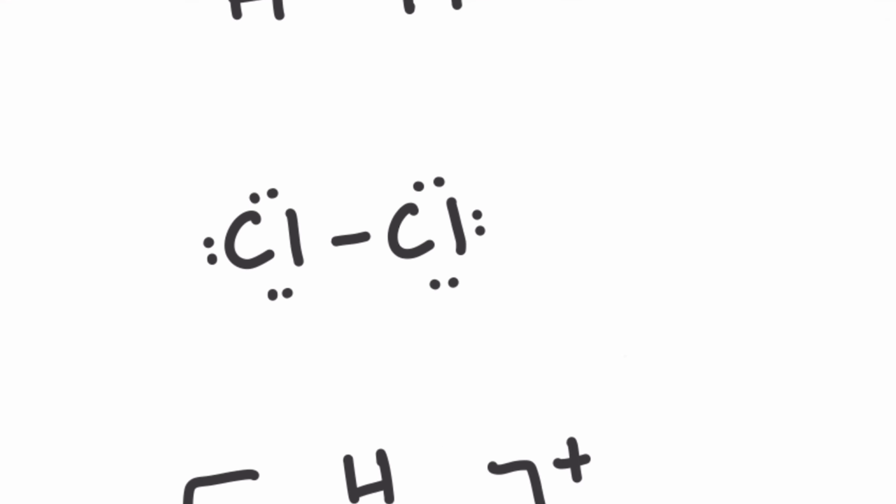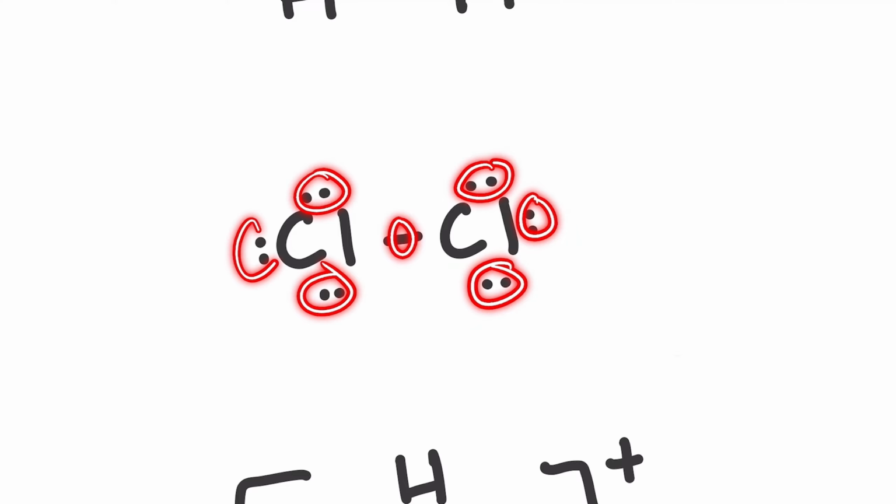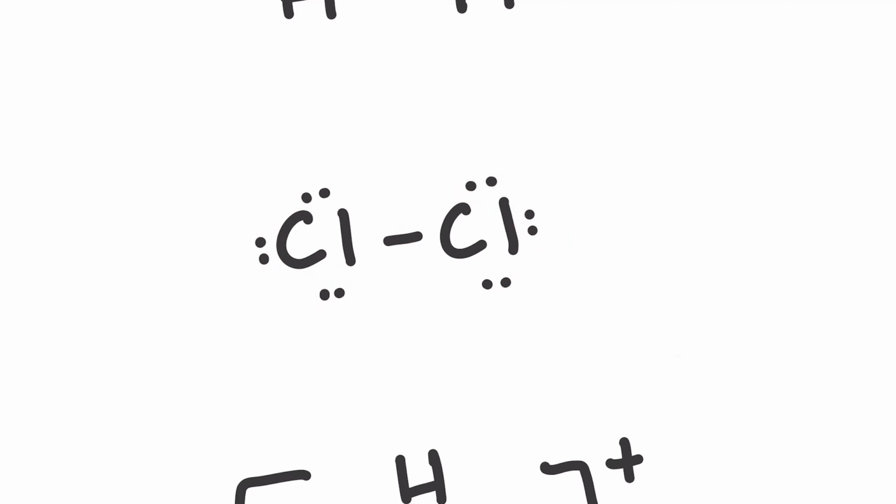So in this situation, it's Cl2. So since there's two Cl's, 7 plus 7 equals 14. So we know that there needs to be 14 electrons around this set. So we have 2, 4, 6, 8, 10, 12, 14. So this all adds up.